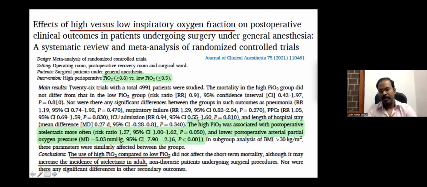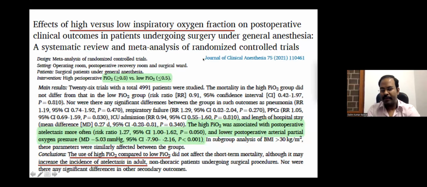So although the crude complication rate is not increasing, there is a tendency to increase complications by reduction in the PaO2 as well as an increase in the incidence of atelectasis. Therefore, the use of high FiO2 is questionable in major surgeries. However, I should tell you that this meta-analysis had included trials on all surgeries. It's not specifically for abdominal surgeries. All sorts of surgeries were included. So for the time being, we really do not use high FiO2. We use FiO2 of less than 0.5, like 0.4 to 0.5.